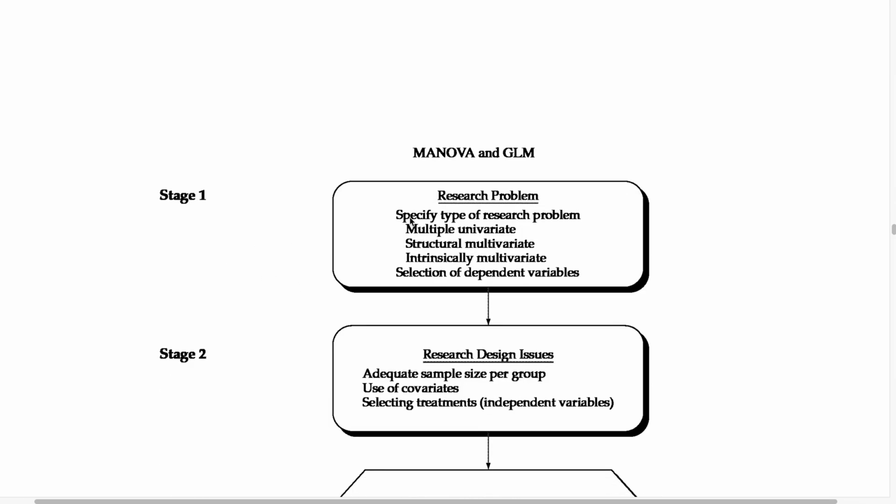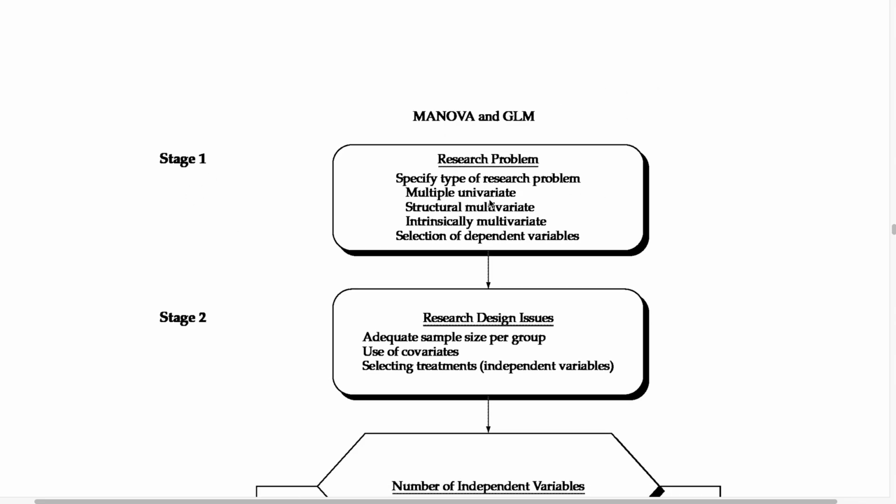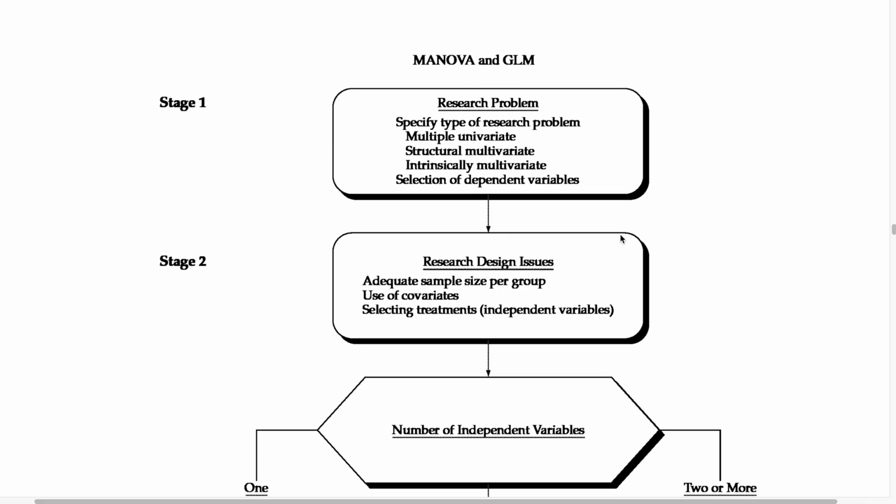MANOVA and GLM research problem. These are the stages of research. Number 1, research problem. Specify the type of research problem: multiple univariates, structural multivariates, intrinsically multivariate, and selection of dependent variable.